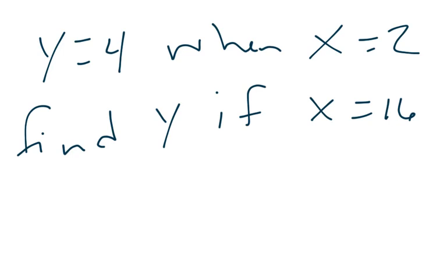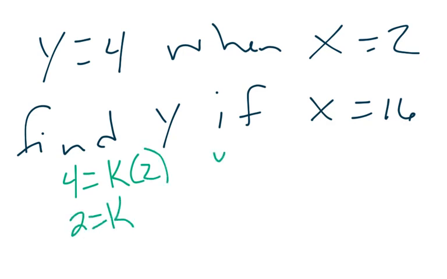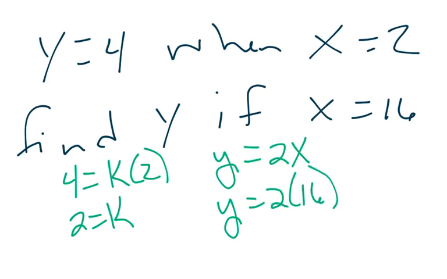y is 4 when x is 2, so we're going to say 4 is equal to k times 2. Divide by 2, and 2 is equal to k. So y is equal to 2x is my equation. y is equal to 2 times 16. y is equal to 32.